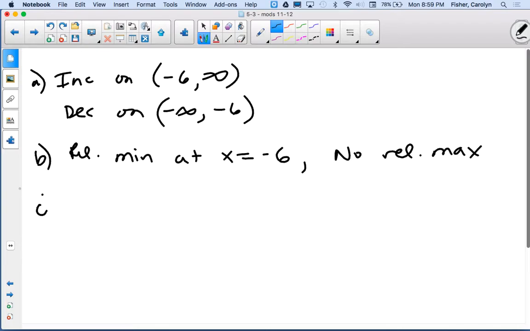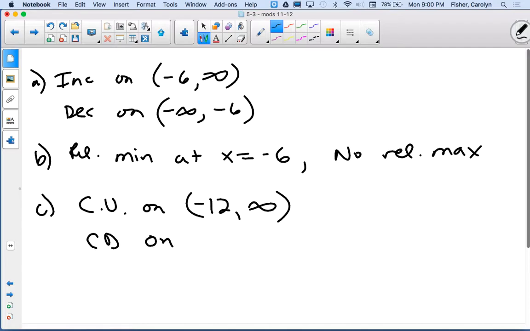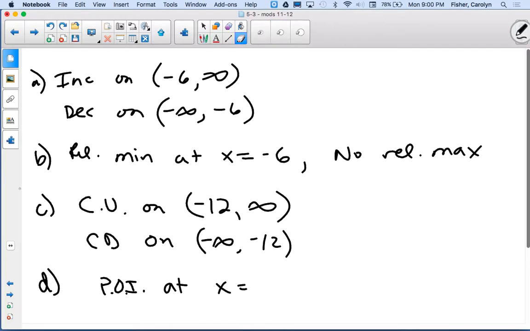So that was B. C is concave up and concave down. And then D is points of inflection. That would be a change in the second derivative sign, which is at x equals negative 12. That is actually a point on the graph. So I'm good to go with that.